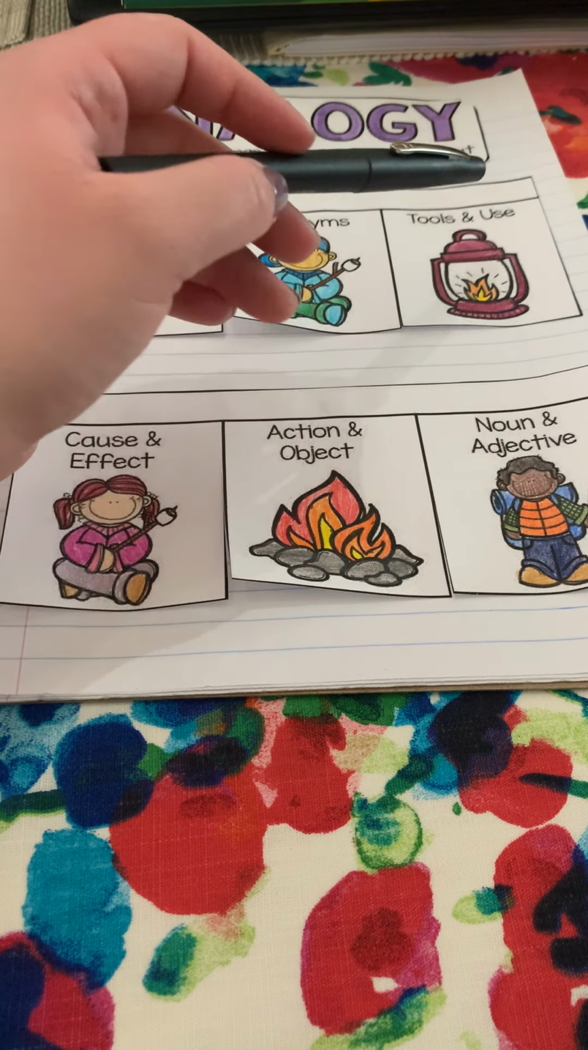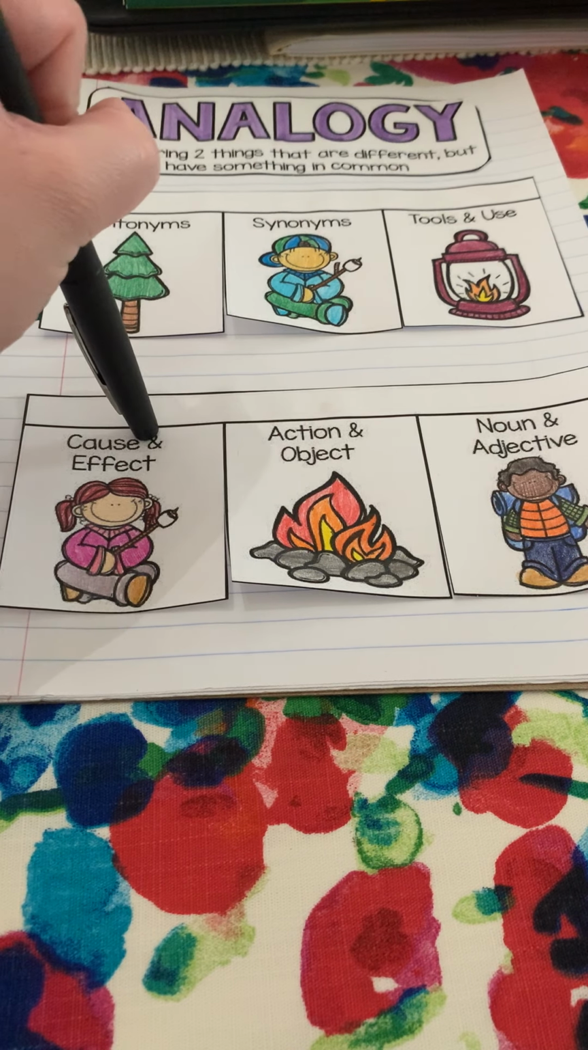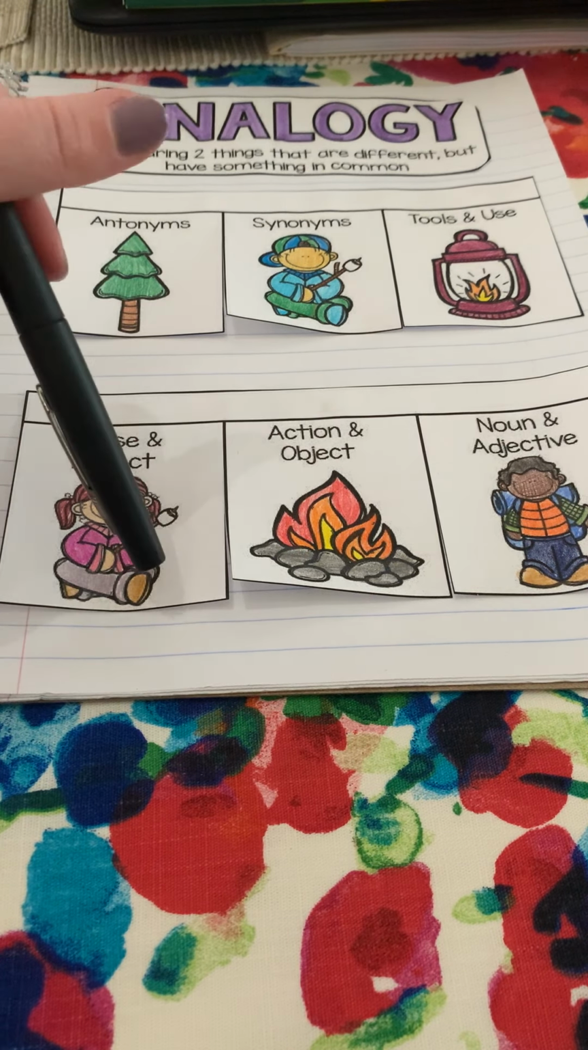Cause and effect, so you know what that is. We've done that before with our reading, but if you give a mouse a cookie as the cause, the effect is he's gonna want a glass of milk to go with it. So cause and effect. Action and object, so actions would be a verb, and then the object would be a noun that does the action. And then you can have a noun and an adjective. So a noun is a person, place, or thing, and an adjective describes the noun.